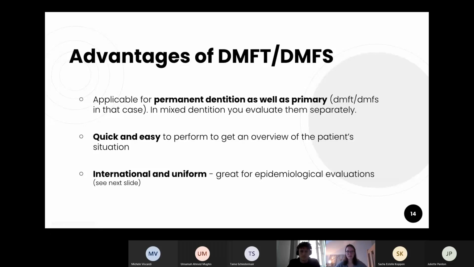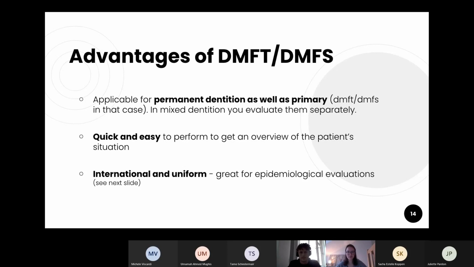The advantages of these indices is that they can be used for permanent dentition as well as primary. For the primary one, you're just going to use small letters. And then if you have mixed dentition, you can make a DMFT in capital letters and a dmft in small letters, and you will have them separately. Then it's quite quick and easy to use and to perform in the patient to see an overview of the patient situation when it's, for example, also a new patient.